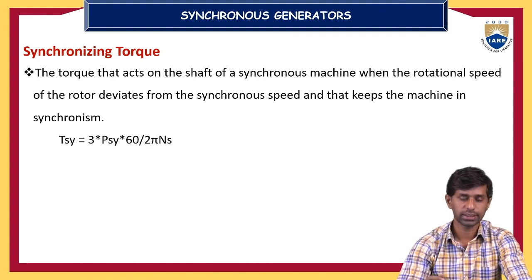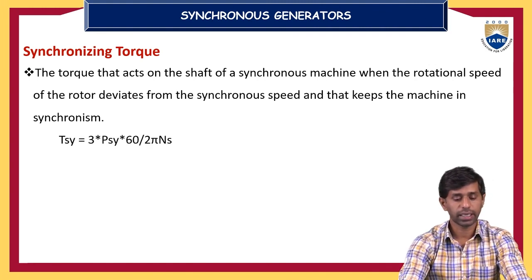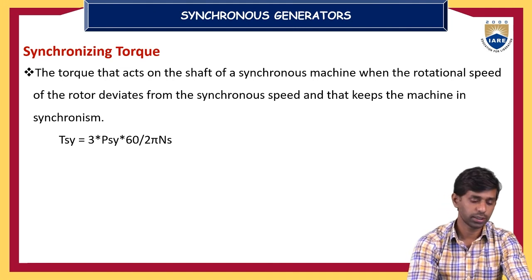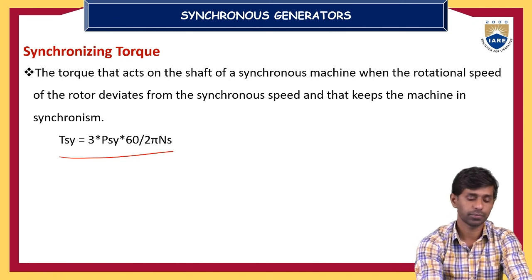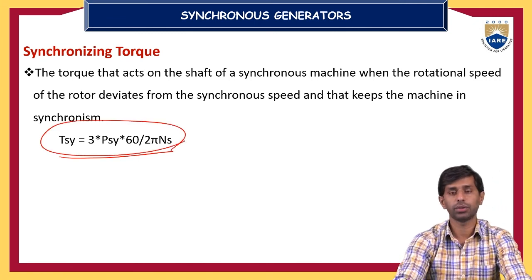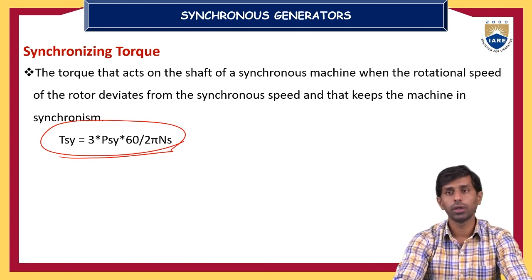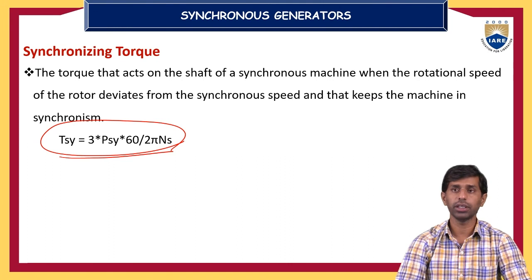And we already discussed the synchronizing torque. It is the torque that acts on the shaft of the synchronous machine when the rotational speed of the rotor deviates from the synchronous speed, and keeps the machine in synchronism by offering a retardation torque to the alternator which is going out of synchronism, and an accelerating torque for the other alternator. The synchronizing torque TSY equals 3 times PSY into 60 by 2 pi Ns. This is the magnitude of synchronizing torque that will develop when any alternator deviates from synchronism.